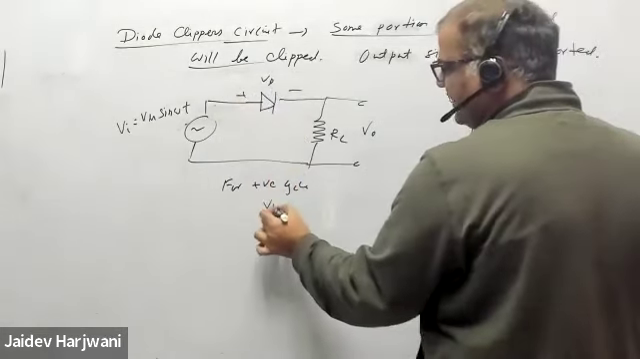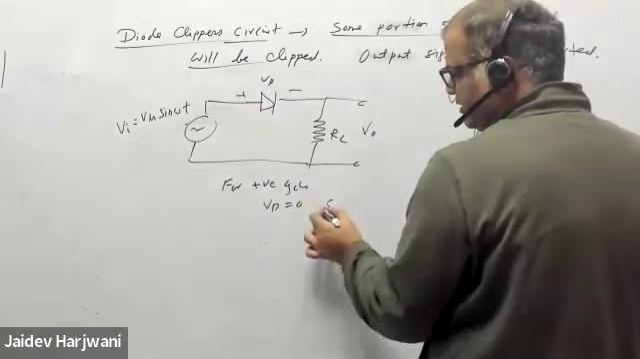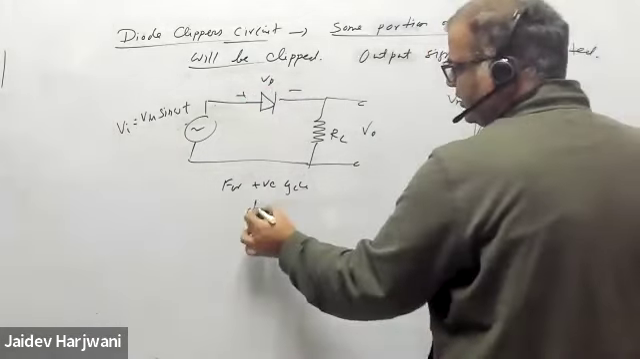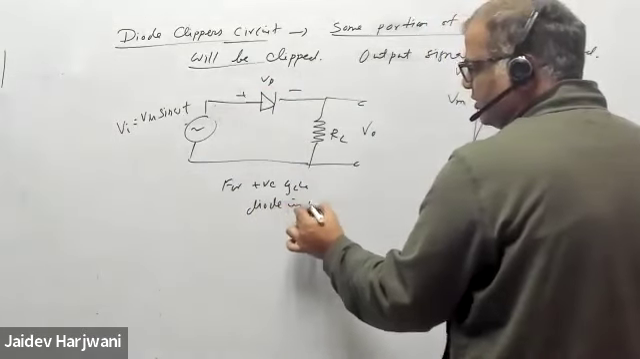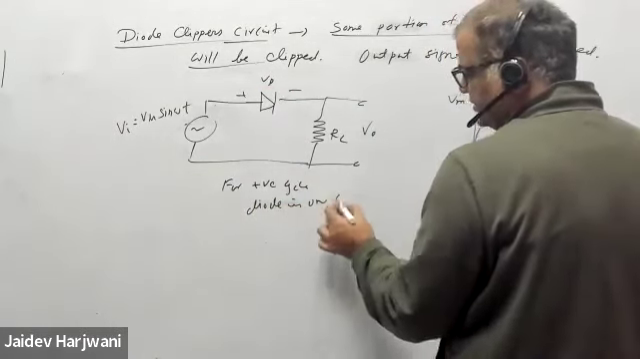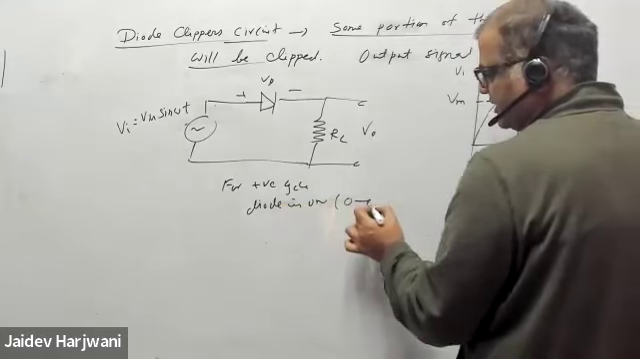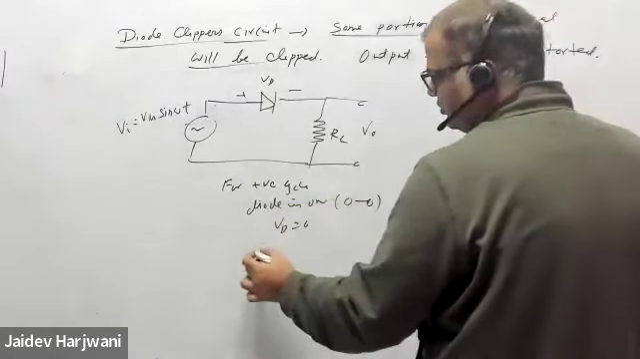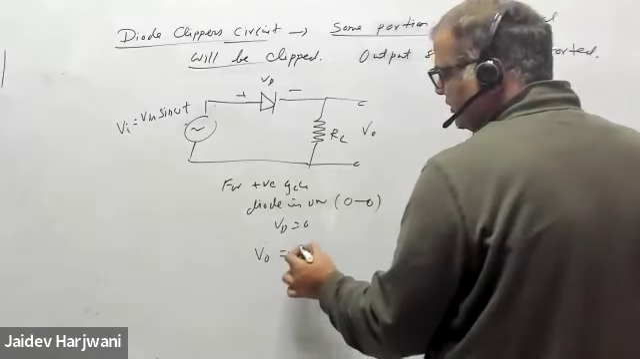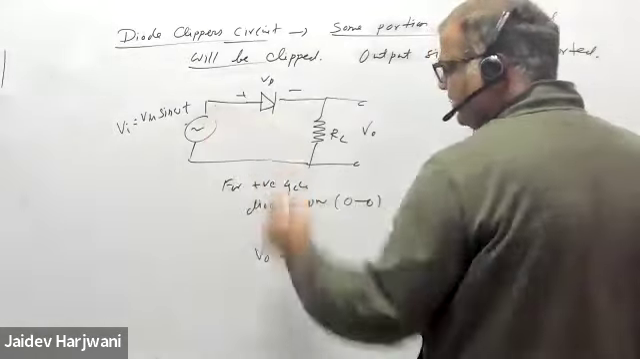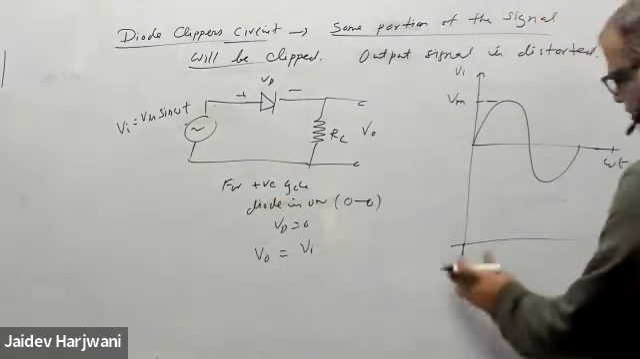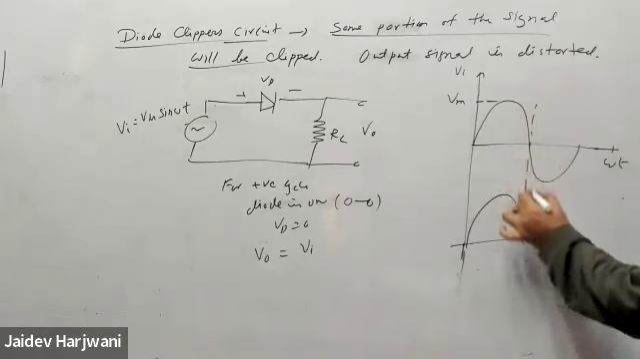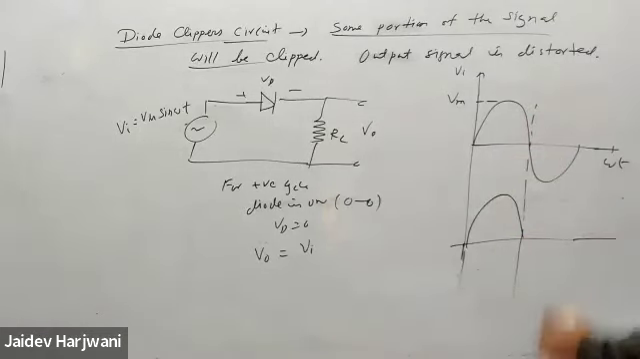the diode is on, that is, it will be replaced by a short circuit. That is, Vd is 0. So your V output will be almost equal to V input. So you get exactly like this for positive cycle.